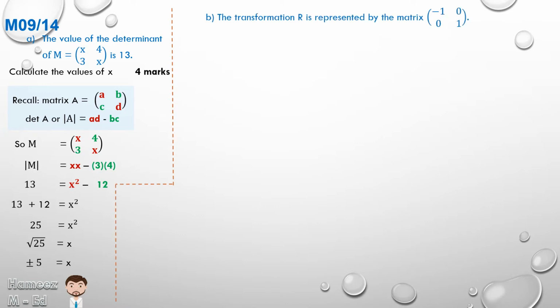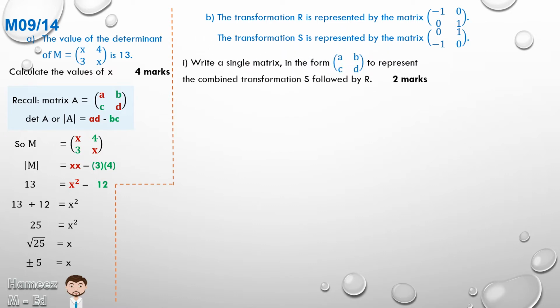The transformation R is represented by the matrix minus 1, 0, 0, 1. The transformation S is represented by the matrix 0, 1, minus 1, 0. Write a single matrix in the form a, b, c, d to represent the combined transformation S followed by R.